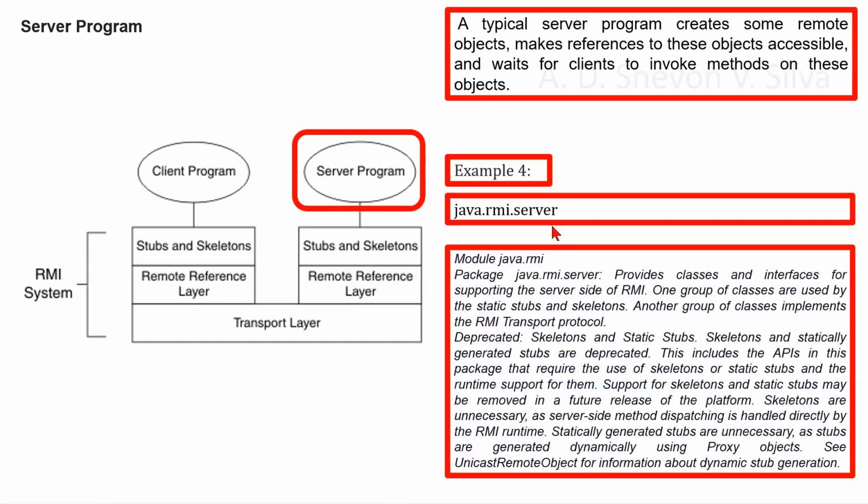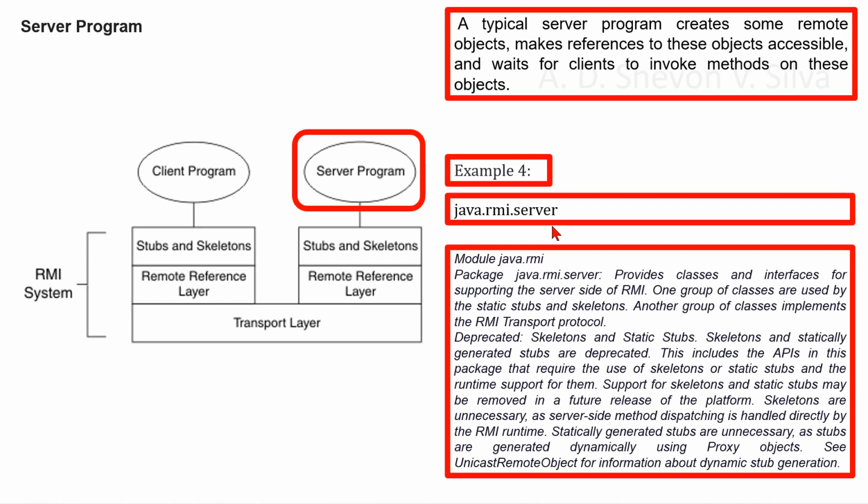Now we are considering package java.rmi.server. It provides classes and interfaces for supporting the server side of RMI. One group of classes is used by the static stubs and skeletons. Another group of classes implements the RMI transport protocol. Deprecated skeletons and static stubs: skeletons and statically generated stubs are deprecated.